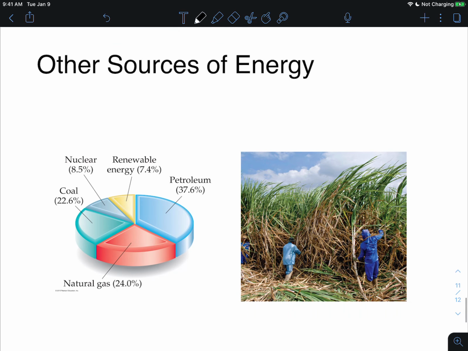There are different sources of energy within the US that we use. The most common is petroleum-based, but natural gas is up there. Coal, unfortunately, is up there. Nuclear, so remember our nuclear chapter talking about all the energy you can get from there. And then, sadly, renewable energy is way down there.